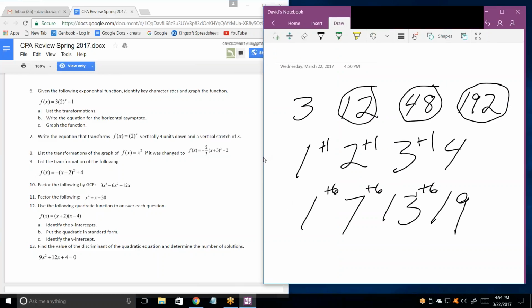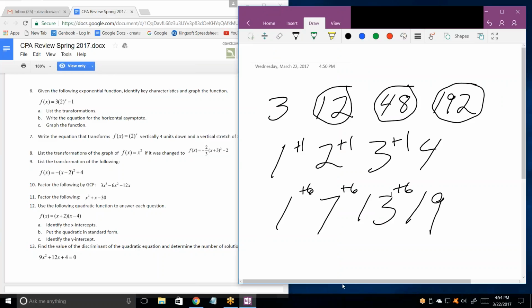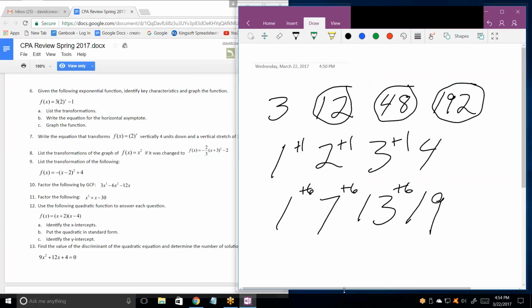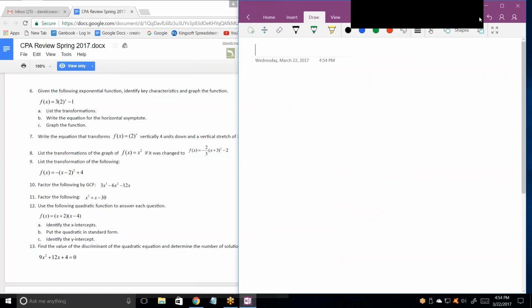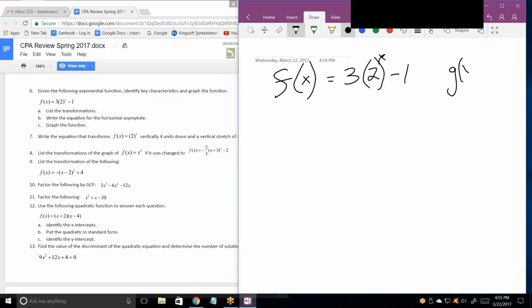All right, let's look at number 6 here. This is the function they want us to talk about. You need to know, before you can figure out the transformations, which is their first question, what the parent function is. I'm going to call g of x the parent function. What is it? What is g of x?